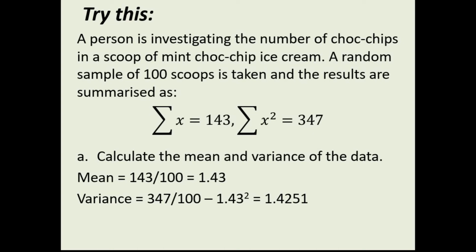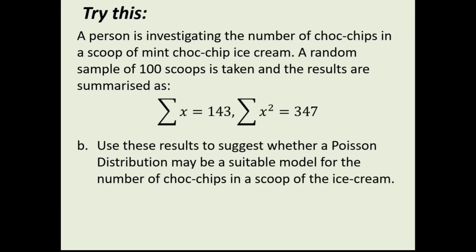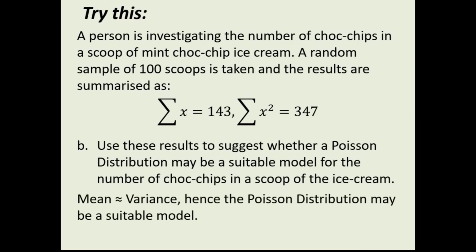And if you look at those two results, hopefully you'll notice that they are extremely similar. And we can use that idea to suggest whether the Poisson distribution is a suitable model, because we know for the Poisson distribution that both the mean and the variance are equal. They're both in fact equal to lambda. Well, in this case we can say that the mean is approximately equal to the variance, and hence the Poisson distribution may be a suitable model.